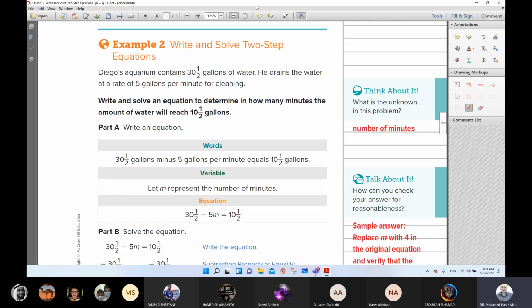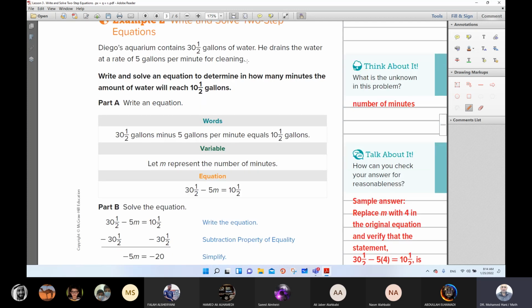The second question, write and solve two-step equations. Daigo's aquarium contains 30.5 gallons of water. He drains the water at a rate of 5 gallons.